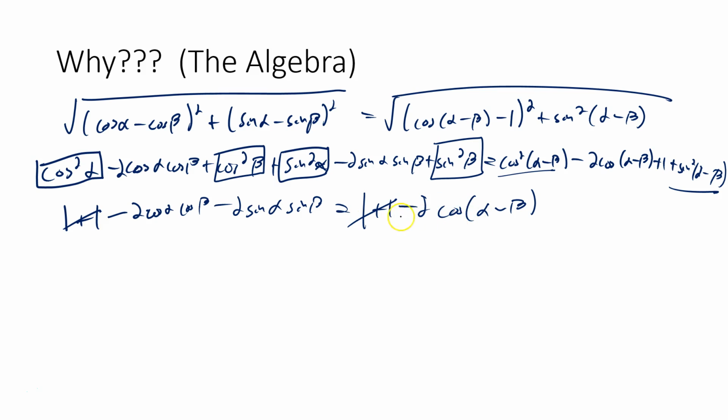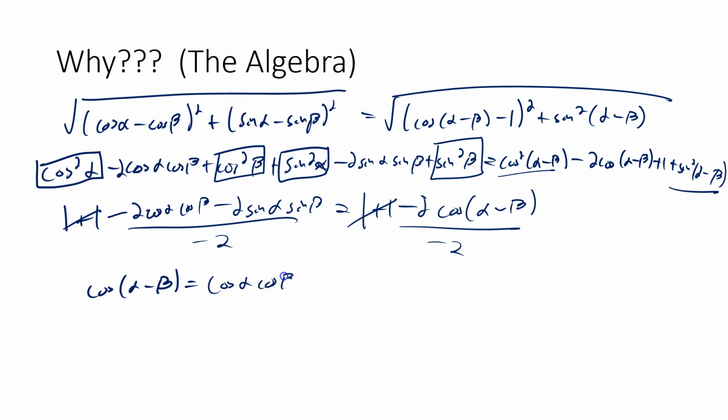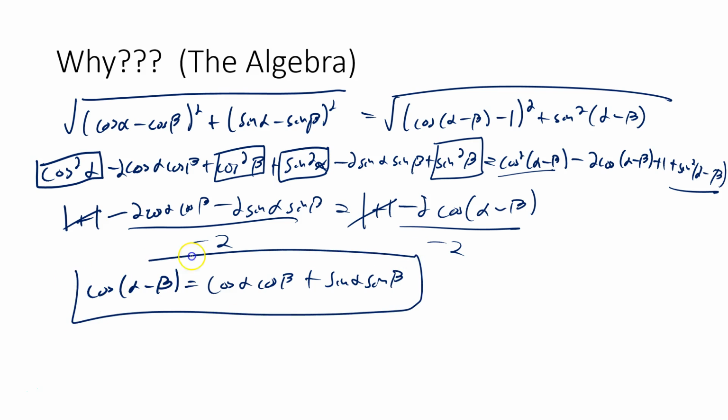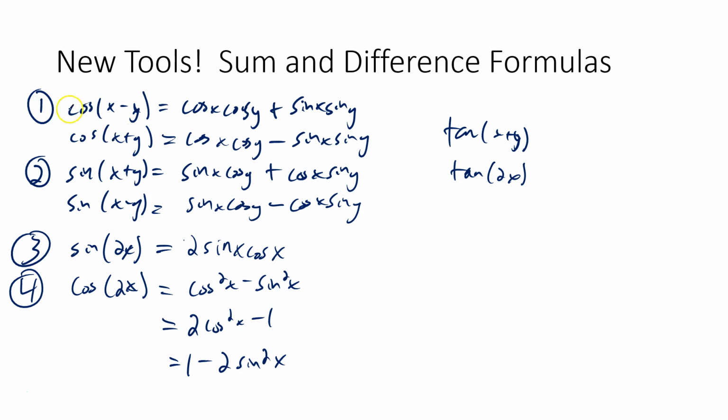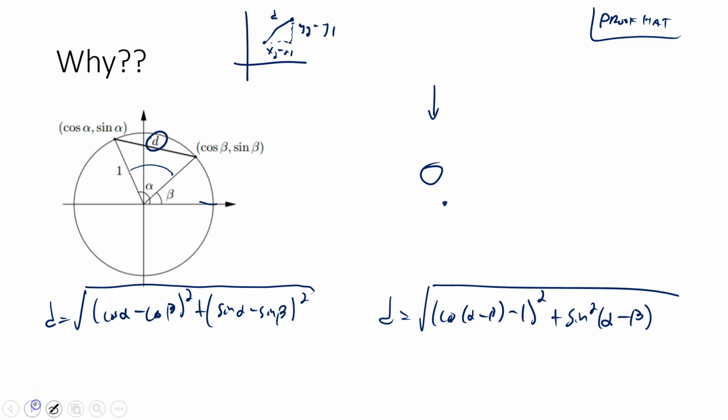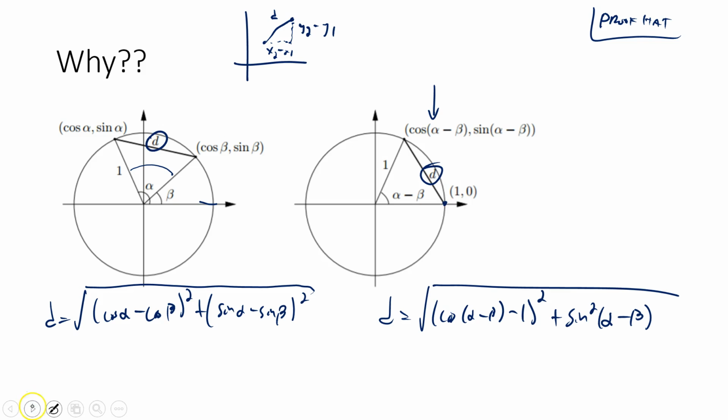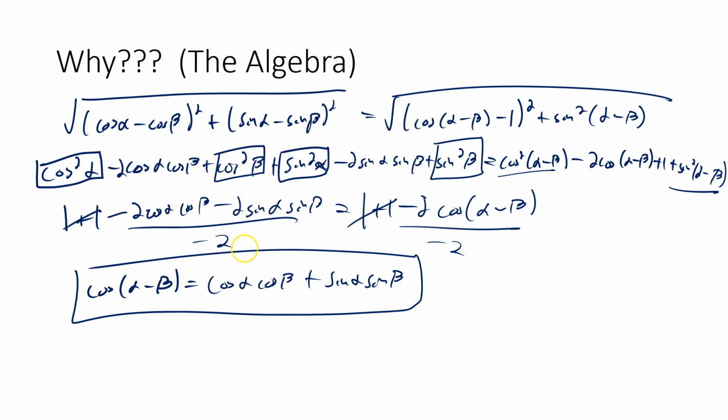And if I divide both sides by negative 2, I'm going to write this on the other side. So we have cosine alpha minus beta equal to, dividing by negative 2, cosine alpha cosine beta plus sine alpha sine beta. And that is our first identity. So it took us quite a while, but as we see, we have the exact first identity that we had, that cosine x minus y is cosine x cosine y plus sine x sine y.